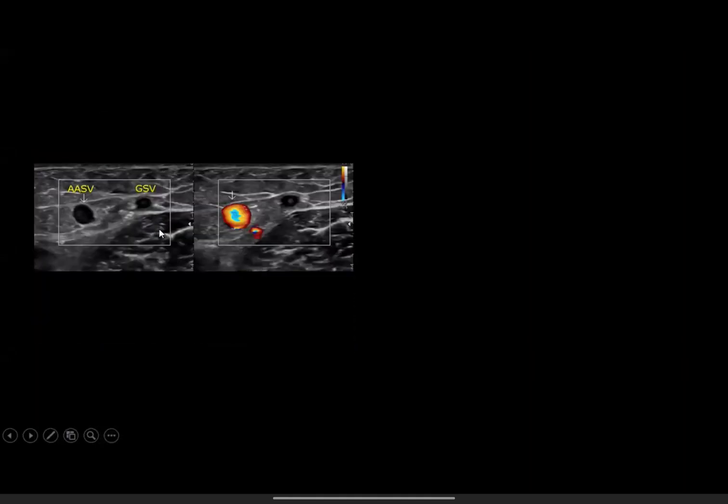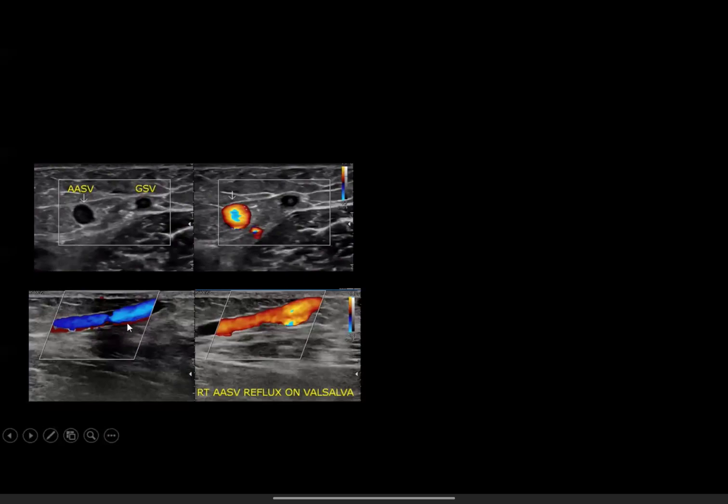On coming down to the great saphenous vein, when it receives its tributary, the anterior accessory saphenous vein, which is dilated as compared to the great saphenous vein, this great saphenous vein in the thigh appears competent. But this appears incompetent and insufficient. The flow is basically received by the incompetent accessory saphenous vein, which is showing a reversal. Anterior accessory saphenous vein showing marked reversal on Valsalva.